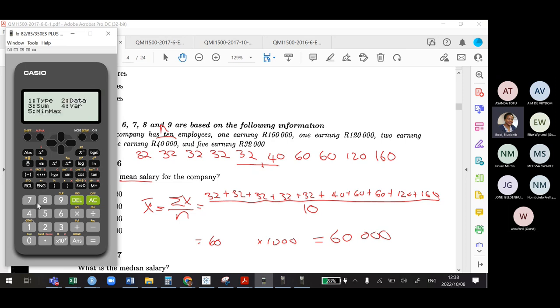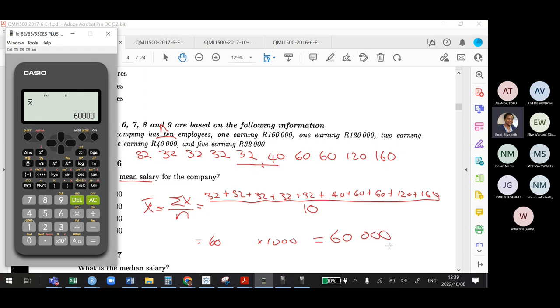We're looking for the var. So we're going to press button number 4. And on button number 4, we know n because we know that it's 10. If you're not sure you want to validate, you can press 1. And it will give you n is equal to 10. Number 2, it will calculate the mean. We know that the mean is 60,000. So let's go and validate that. So we press 2, and you press equal, and that is your mean.